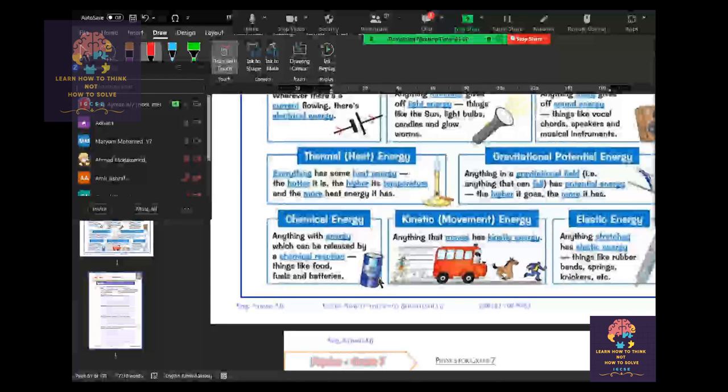Kinetic movement energy. Anything that moves has kinetic energy. We described this one before many times. Elastic energy. Anything stretched has elastic energy, like the rubber band we mentioned before, like springs, like any elastic material. So anything that stretches has what? Elastic energy.